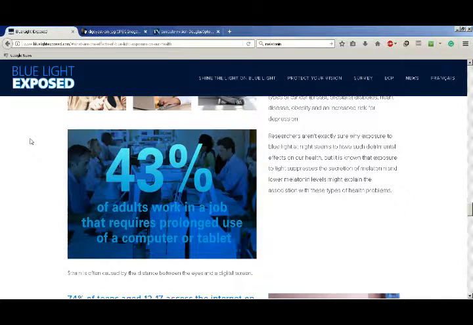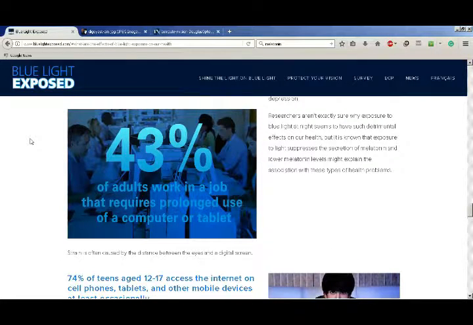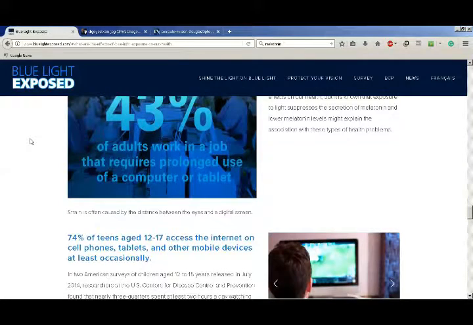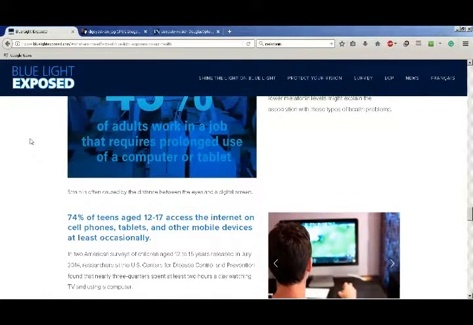So, who knows? But it says researchers aren't exactly sure why exposure to blue light at night seems to have such detrimental effects on our health. But it is known that exposure to light suppresses the secretion of melatonin, and lower melatonin levels might explain the association with these types of health problems. Okay, so this blue light is unnatural waves of light coming into your house at night when the body is trying to put itself to sleep. Okay?